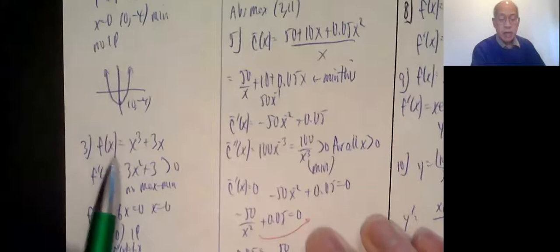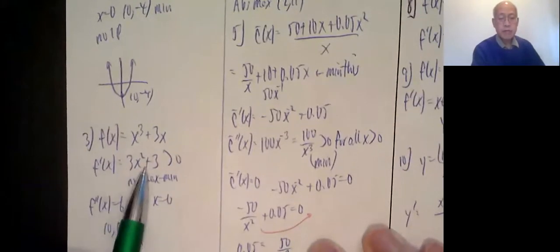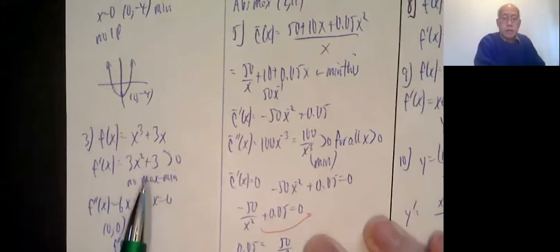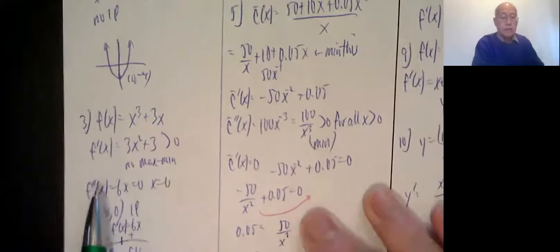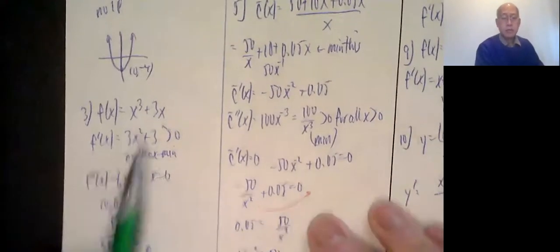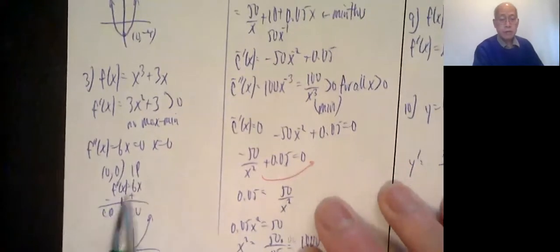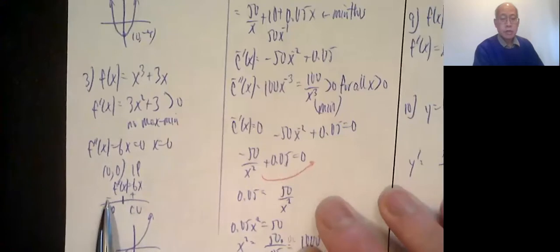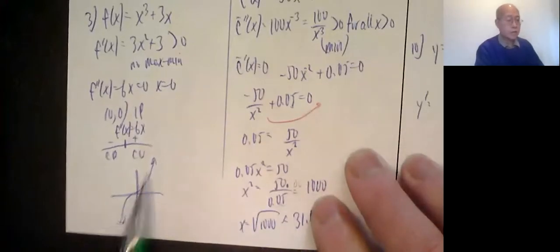Number 3, x cubed plus 3x. The first derivative is 3x squared plus 3. That's always greater than 0. So that tells me the graph is always increasing. There's no max or min. F double prime is 6x. Set that equal to 0. X equals 0. 0, 0 is an inflection point, it turns out, because if the second derivative is 6x, if I pick a number that's negative, 6x is negative. If I pick a positive, then it'll be positive. Okay, so it's always increasing. First concave down, then after that concave up.